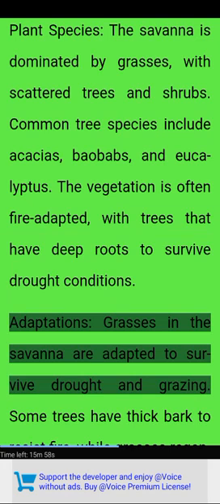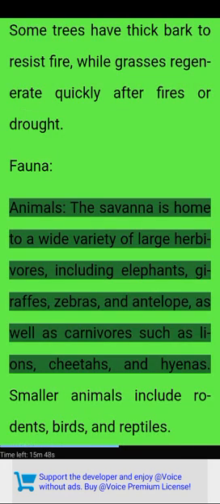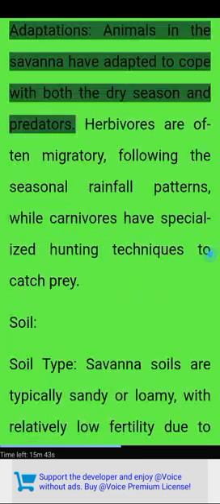Adaptations. Grasses in the savanna are adapted to survive drought and grazing. Some trees have thick bark to resist fire, while grasses regenerate quickly after fires or drought. Fauna. Animals. The savanna is home to a wide variety of large herbivores, including elephants, giraffes, zebras, and antelope, as well as carnivores such as lions, cheetahs, and hyenas. Smaller animals include rodents, birds, and reptiles.